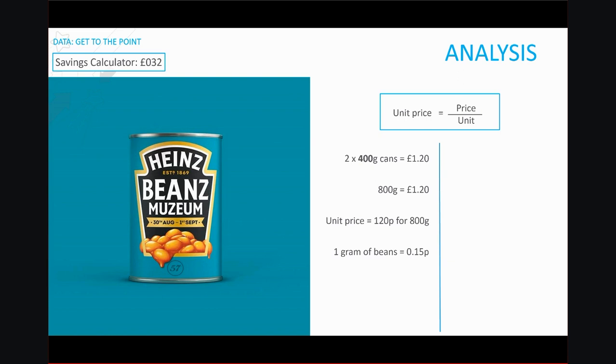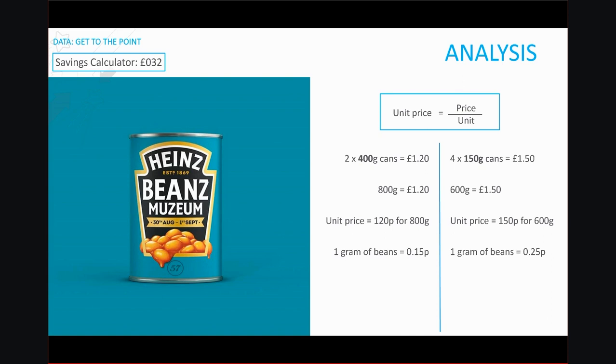So now that we've done that, you can help me to work out the next one. So 4 times 150 grams equals £1.50. So let's do 4 times 150. 4 times 150 equals 600 grams. So 600 grams is equating to £1.50. So the unit price that we need to do is 150 pence divided by 600. And hopefully you all got to this resolution that 1 gram of beans equals 0.25 pence.